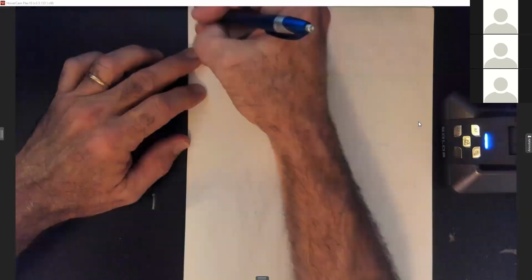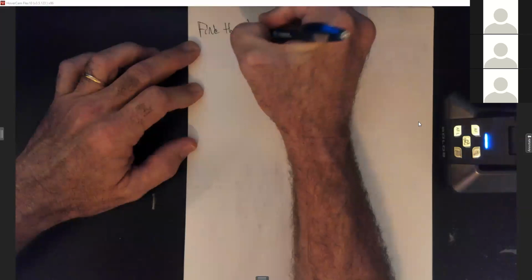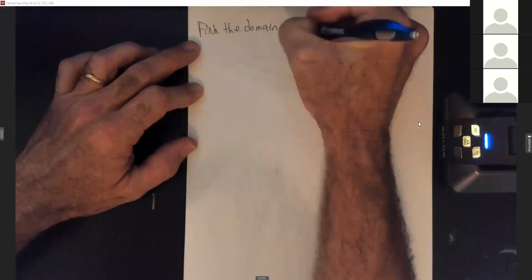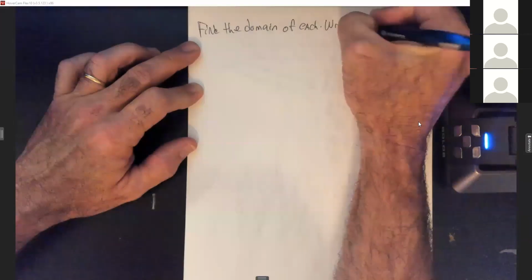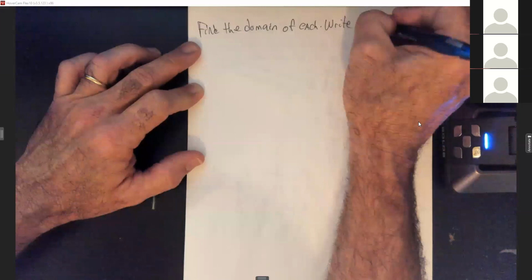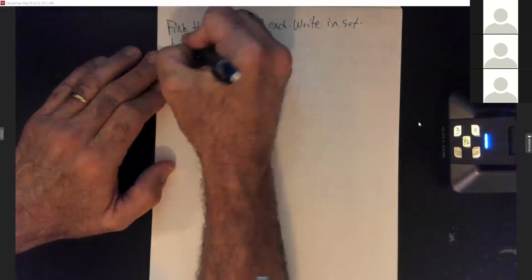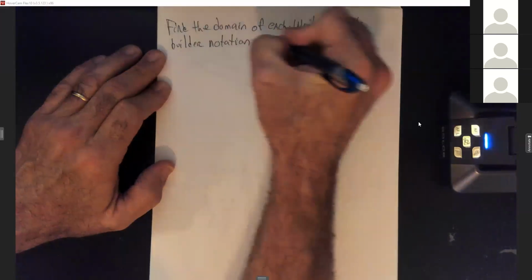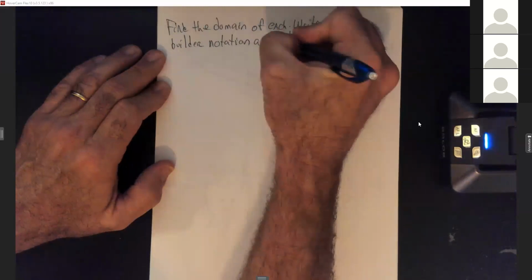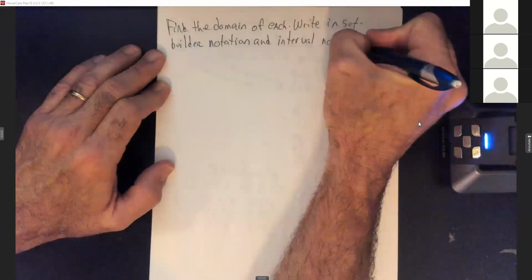All righty. So now we're going to find the domain of each. We're going to write in set builder notation and interval notation. So we're going to write these both ways, okay?